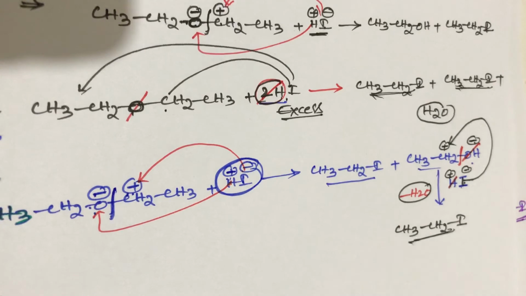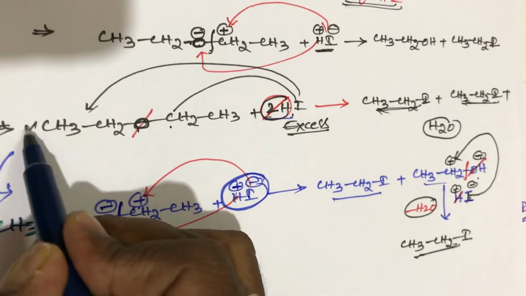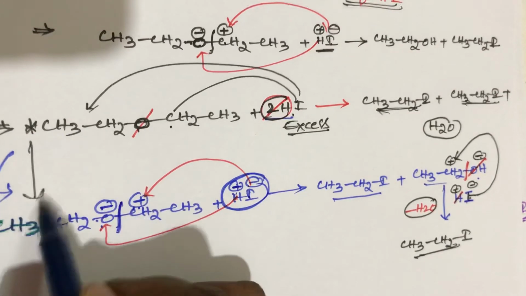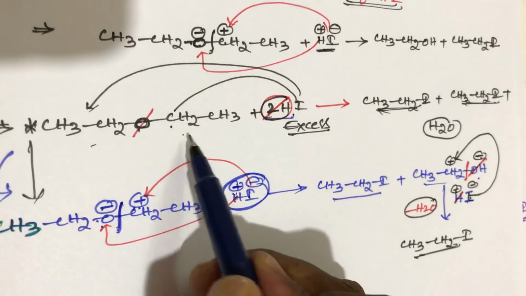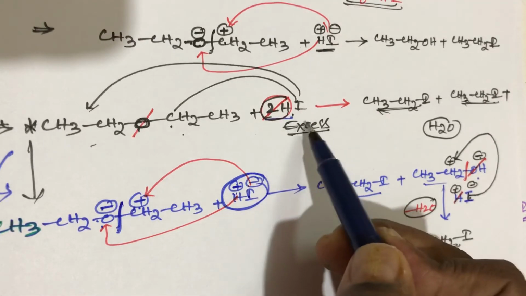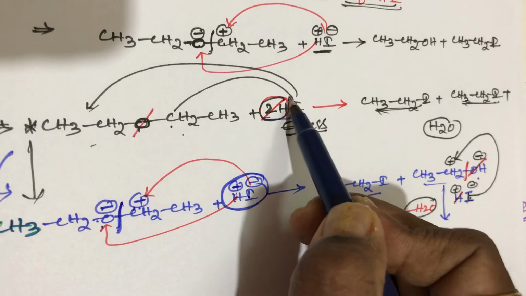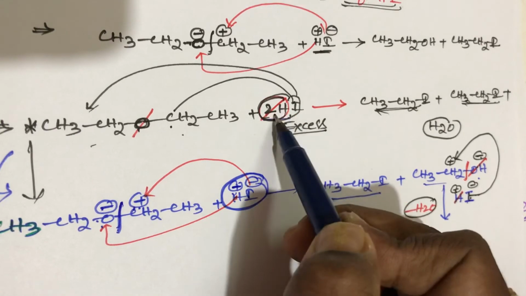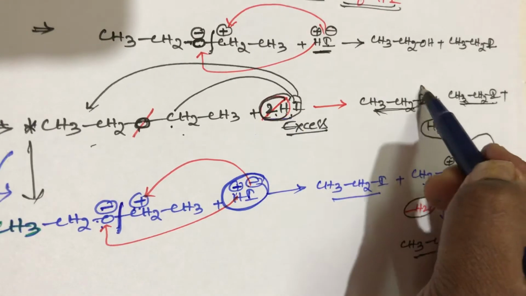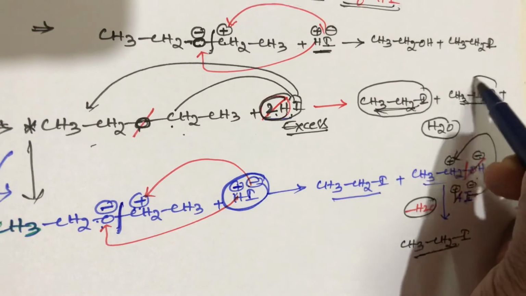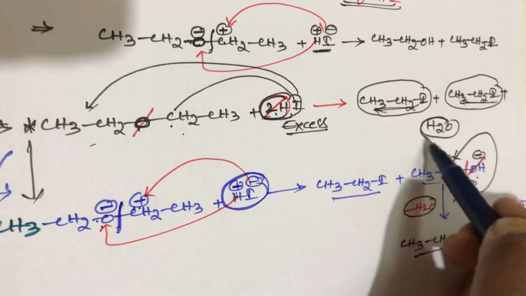This is the simple trick. So this overall reaction is the same reaction. When diethyl ether reacts with excess of HI, here we took two moles of HI. What happens here? 2 moles of ethyl iodide will be formed and 1 mole of water will be formed.